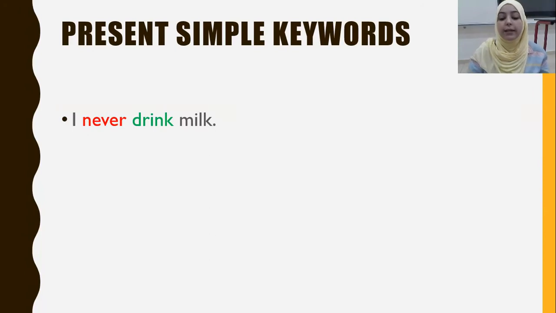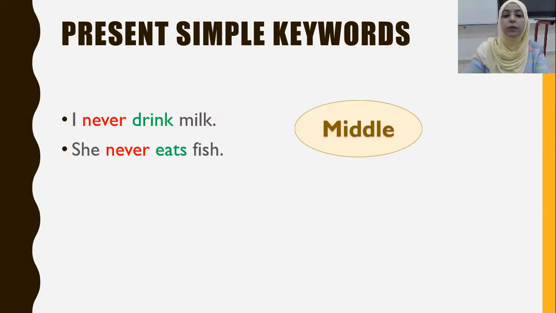Another keyword is never. I never drink milk. She never eats fish. So the word never is only used in the middle of a sentence. Again, by middle I mean between the subject and the verb. I never drink. She never eats. Now pay attention to that. The keyword does not change the verb. Meaning, if I have a plural subject, I use drink without an S, the verb without an S. If I have a singular subject, I use it with an S or ES. So it does not affect it.